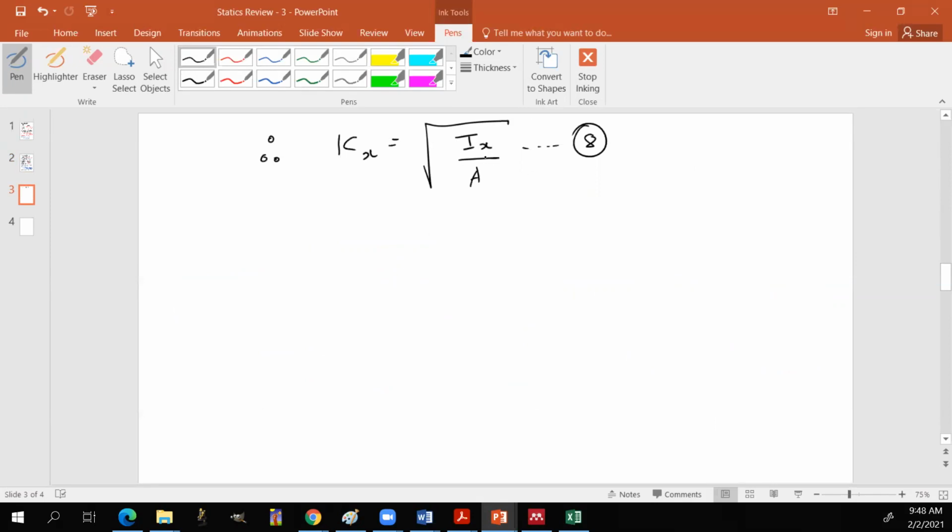From this expression, what are the units of the radius of gyration going to be? Length. Because the moment of inertia is length to the 4, and A is length squared. Length to the 4 divided by length squared gives length squared; take the square root of that and you get length. All right, so that's the radius of gyration. Very important thing. Next is called the parallel axis theorem.